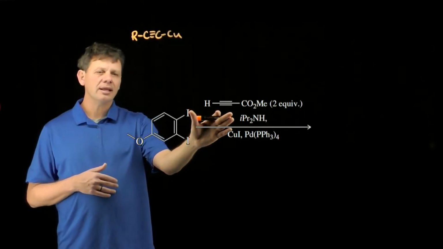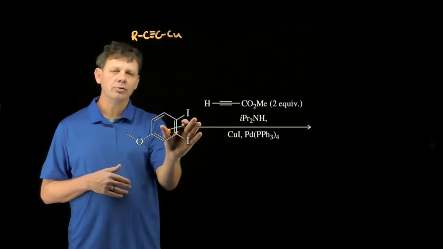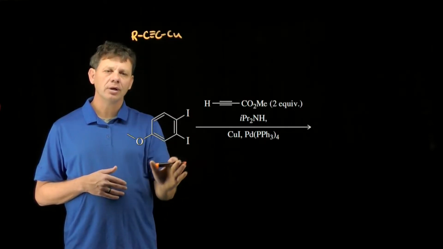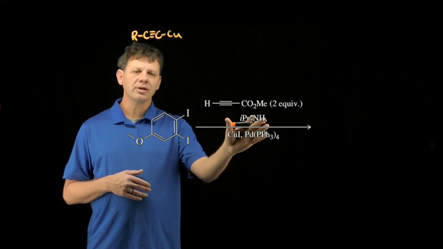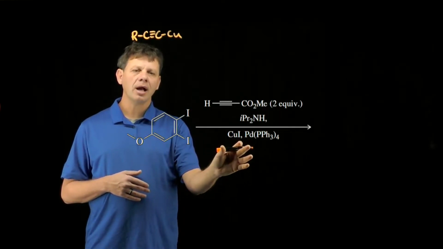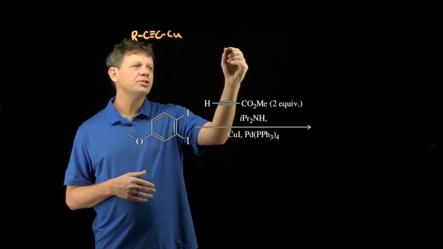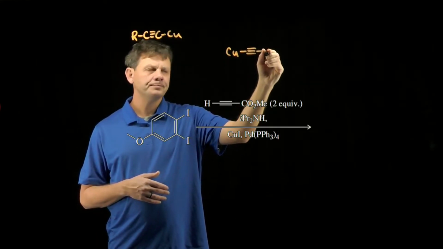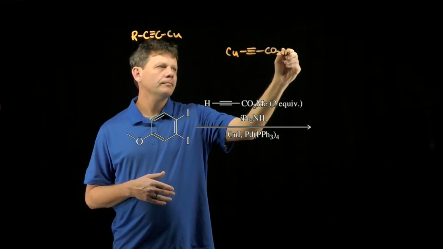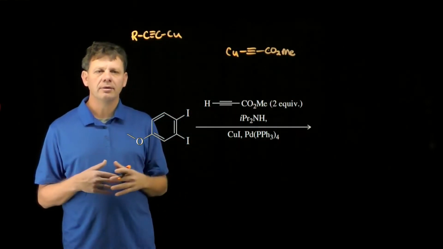Now here we see in this we've got two equivalents. Well, good news, we've got two iodides, so we're going to be able to react with both. And the combination of these reagents using a base and copper iodide is what's going to help us generate this acetylenic copper species. In fact, we'll generate two of them.